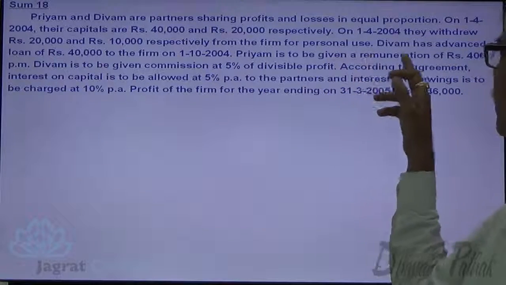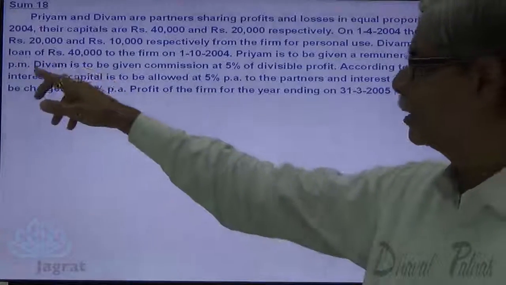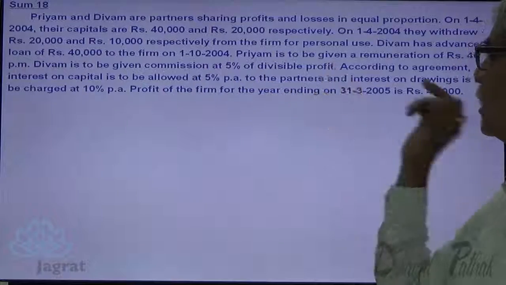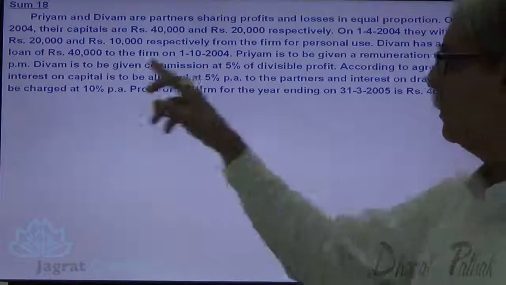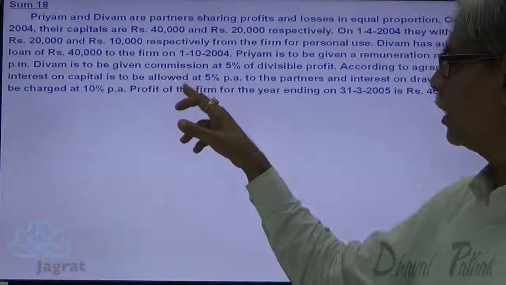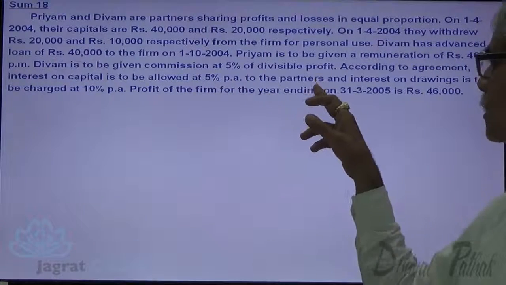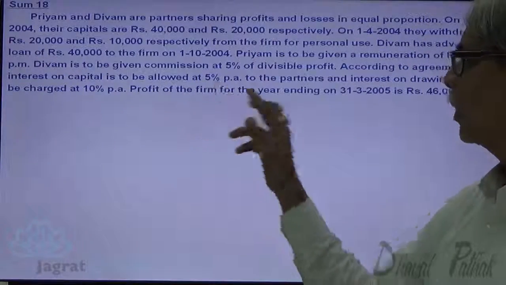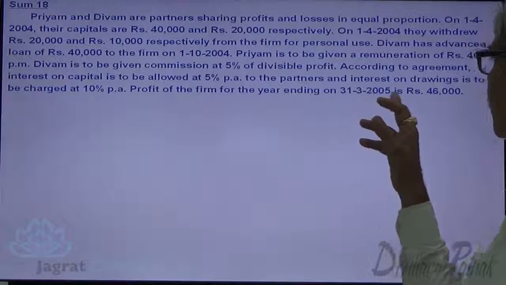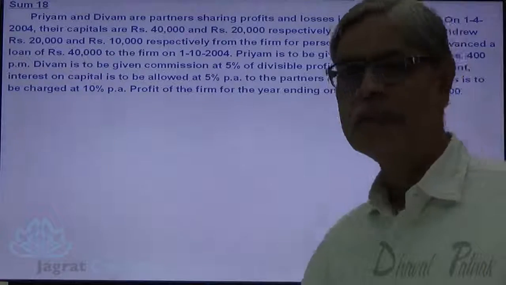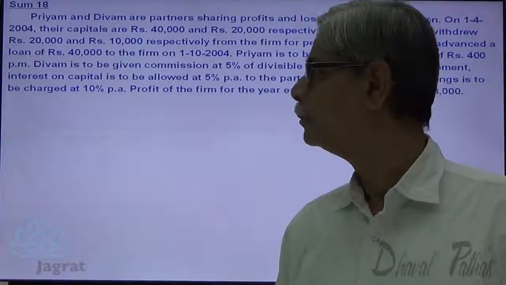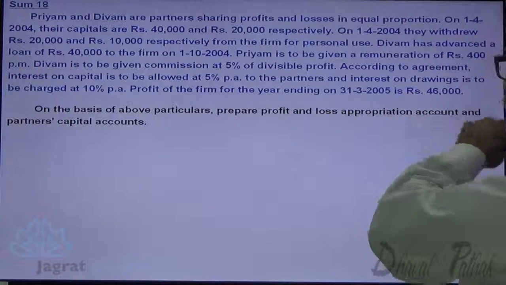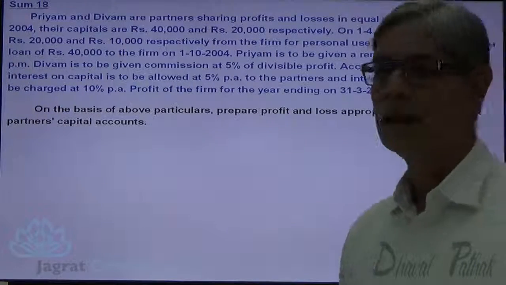Priyam is to be given a remuneration of rupees 400 per month. Divam is to be given commission at 5% on divisible profit. According to the agreement, interest on capital is to be allowed at 5% per annum to the partners, and interest on drawing is to be charged at 10% per annum. Profits of the firm for the year ended on 31/3/2005 is rupees 46,000. On the basis of above particulars, prepare profit and loss appropriation account and partners capital account.